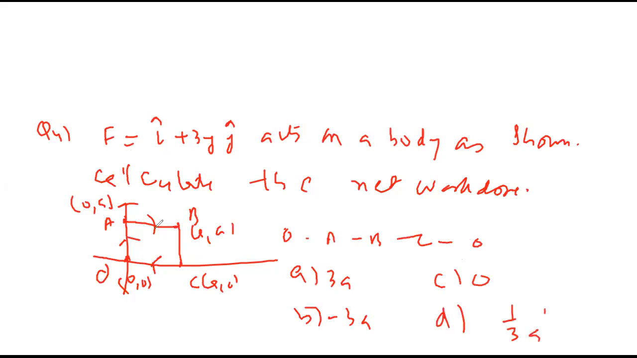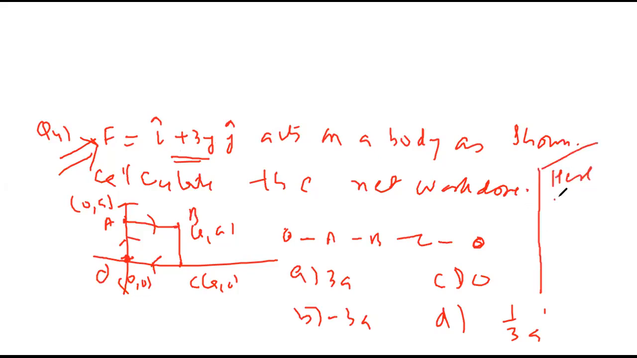See, first of all, is it a closed loop? Started from O and ending at O. That means it is a closed loop. Yes, sir. Now, if this force becomes conservative, then for a closed loop, what will be the work? 0. So my only job is to check whether it is conservative or not. अगर conservative है तो 0 हो गया. Idea आया?